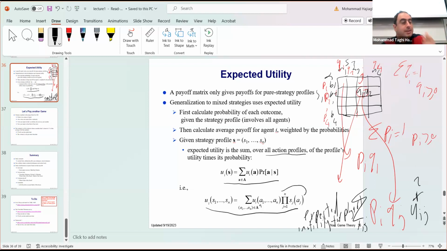Times the probability that we are landing here. What is the probability? This is exactly this one. This is the product over all these strategies, all these mixed strategies, that each of them plays the corresponding action. So this part is exactly this part, and then this part is this part that we talked about. Good.